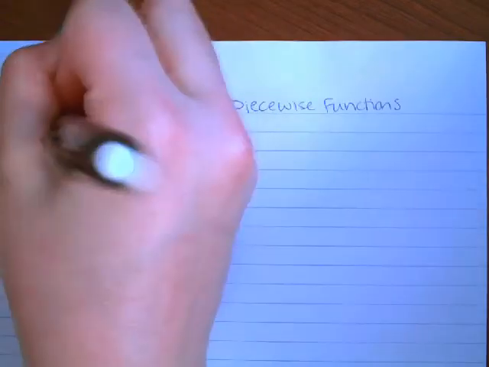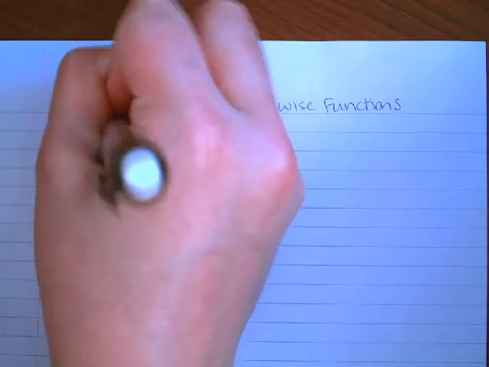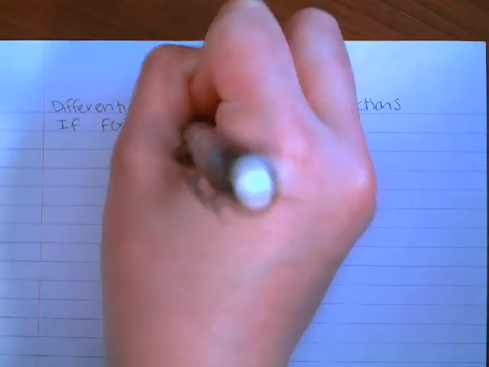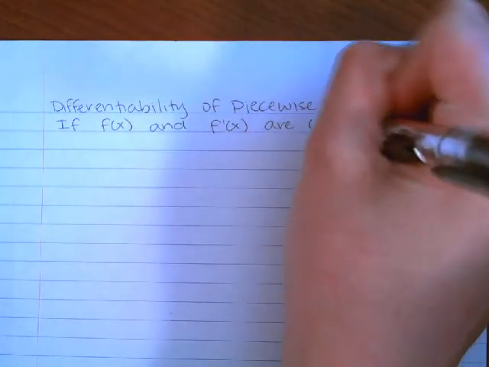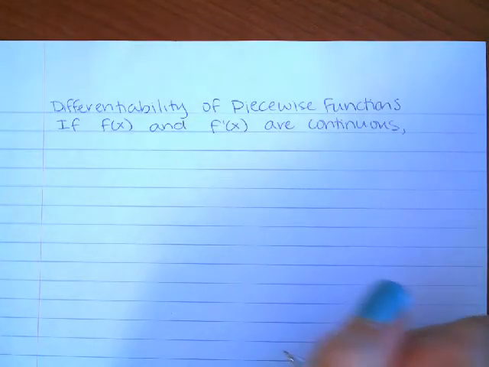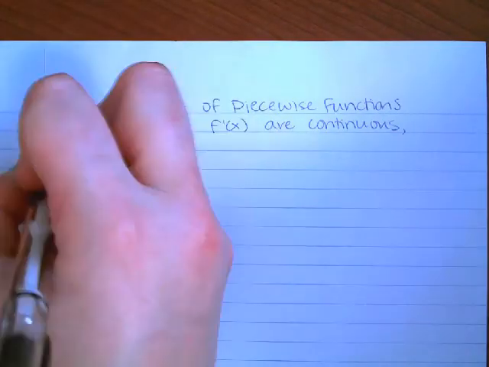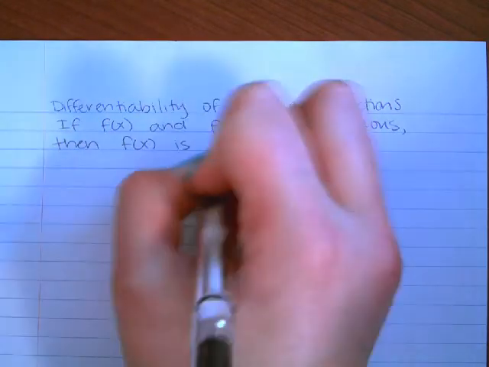So the way that we check it is we say if f of x and f prime of x are continuous, and this is specifically for piecewise functions, this is not talking about other functions, then f of x is differentiable.